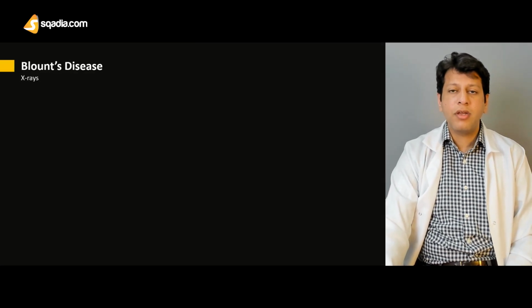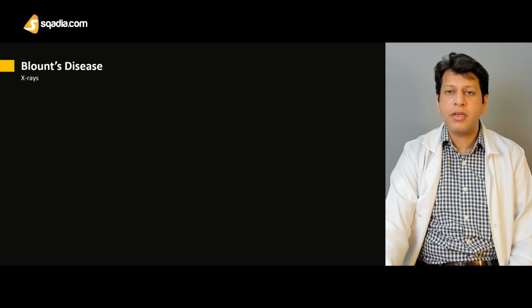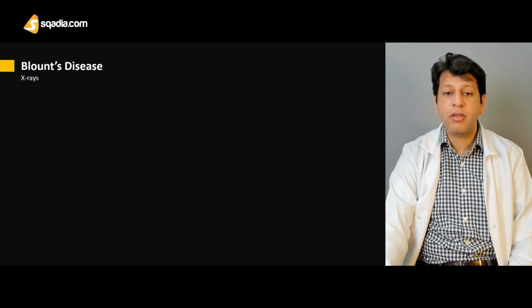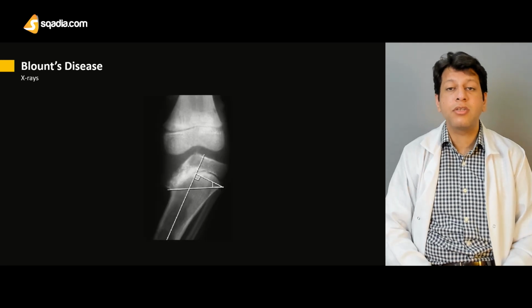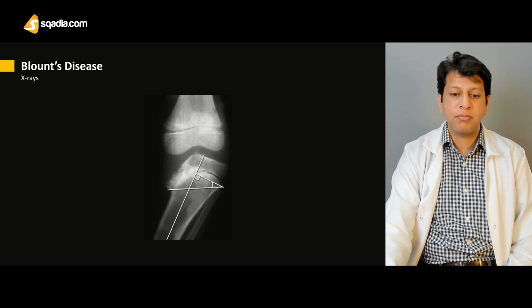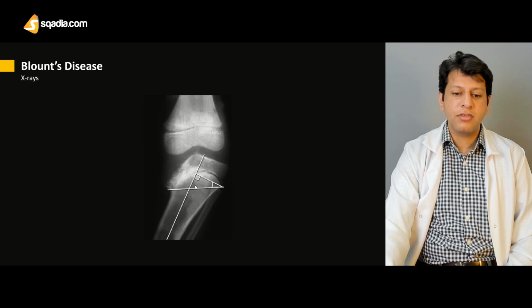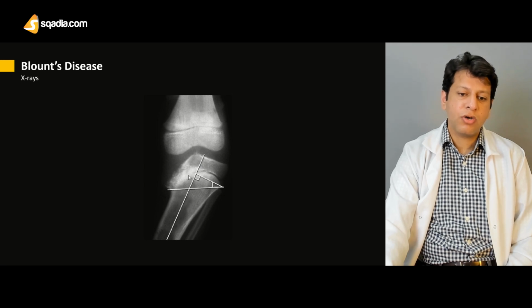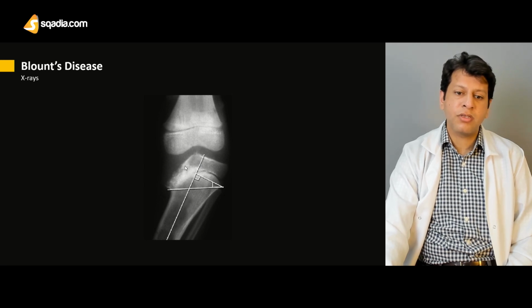Once you have diagnosed after taking a detailed history and examination, you have to get certain x-rays of the knee joint. Preferably both knee joint x-rays should be taken. If you get an x-ray, this is something we would classically see. This is the lateral side. This is the medial physis of the proximal tibia. You can very well see how much tethering and scalloping, sloping of the medial tibial physis there is compared to the lateral side.